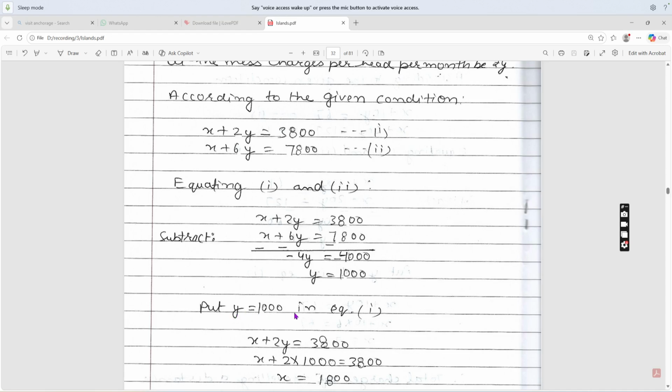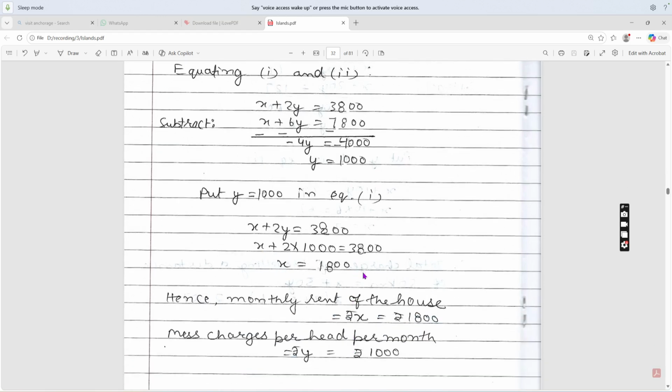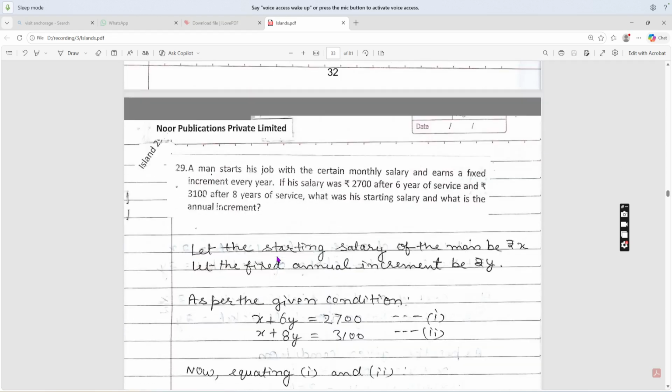Now we are going to put y is equal to 1000 in equation 1. What is the first equation? X plus 2y is equal to 3800. But here y is equal to 1000. So what are we getting? X plus 2 into 1000 is equal to 3800, which means x is equal to 3800 minus 2000, that is 1800. So x is the rent which is going to be paid in the form of rupees 1800. Hence monthly rent of the house is equal to rupees x, that is 1800. Mess charges per head per month will be equal to rupees y, that is equal to rupees 1000. This is done. Okay, next.